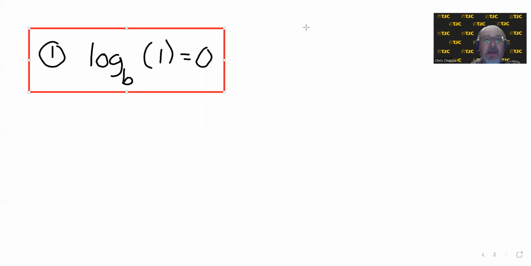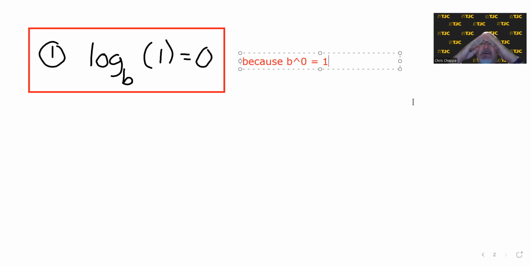Now, most of these properties have what I call a checking statement. In other words, the reason why the answer is 0. The reason the answer is 0 here is because b to the 0 power is equal to 1. And I'm going to type the caret symbol for exponent so that I don't have to stop and draw a 0 or type a small 0 and put it in the right place.